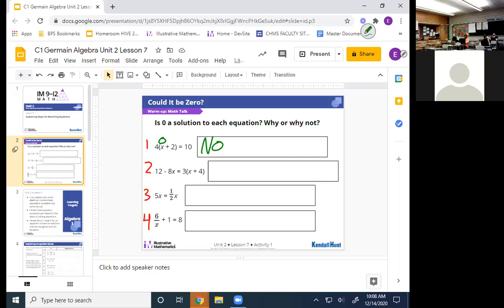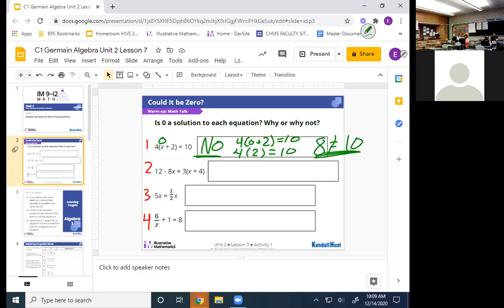Okay, so let me show you how this works. How do you test these? You take the 0 and plug it into the equation. You get 4 times 0 plus 2 is equal to 10, and that is equal to 4 times 2. So what is equal to what here? 8 is equal to 10. Is that true? No. So that is why this is not a solution, because 8 does not equal 10. This is what I'm looking for when I say I need your answer and why or why not. It is equal to 10 or it's not equal to 10.